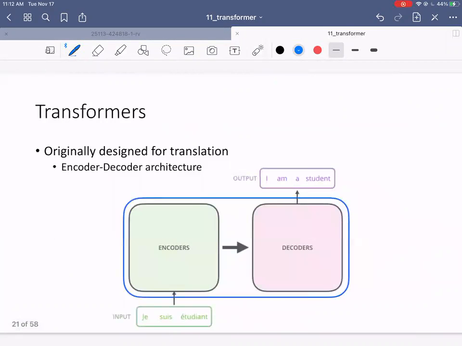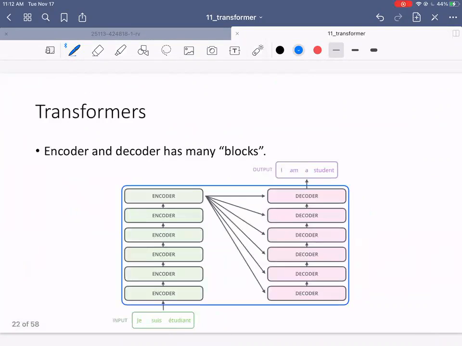So as I said, the transformer was originally designed for translation. So it has encoder-decoder architecture. So in this case, French in, English out. And as I said, you can implement your encoder and decoder with whatever architecture of your preference, RNN, CNN, whatever. But in this case, we're going to compose it with transformers, and especially 6 transformers. So there are 6 blocks basically. There's 1, 2, 3, 4, 5, 6 blocks in the encoder, 6 blocks in the decoder.